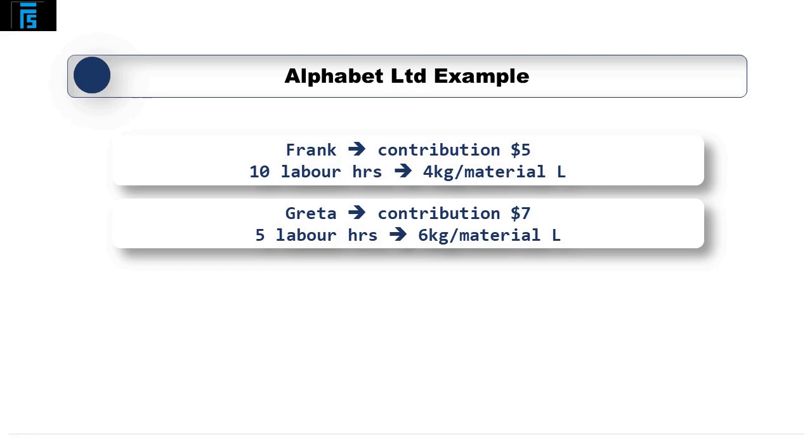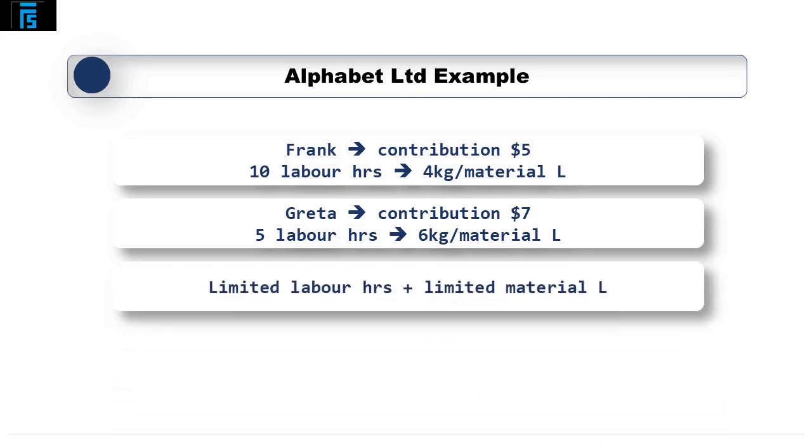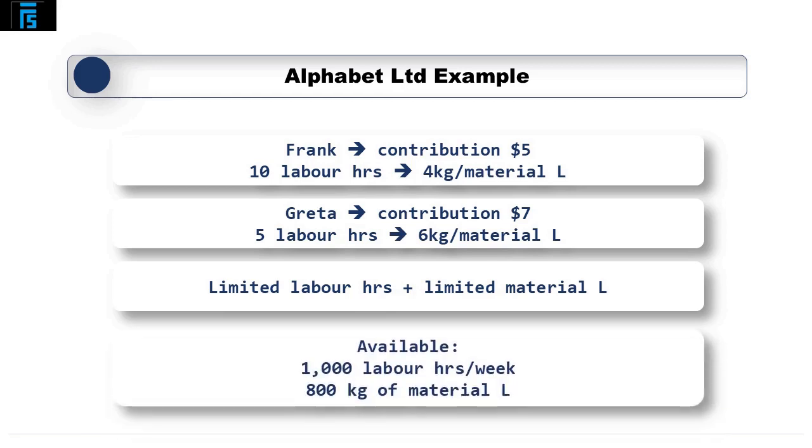Alphabet wants to maximise contribution, but there is a limited number of labour hours and also a limited amount of material L available, so they cannot meet maximum demand for both franc and greeter. They have 1,000 labour hours per week and 800 kilograms of material L available. Alphabet Limited want to be able to make more greeters than francs, as the demand for greeters is usually higher.